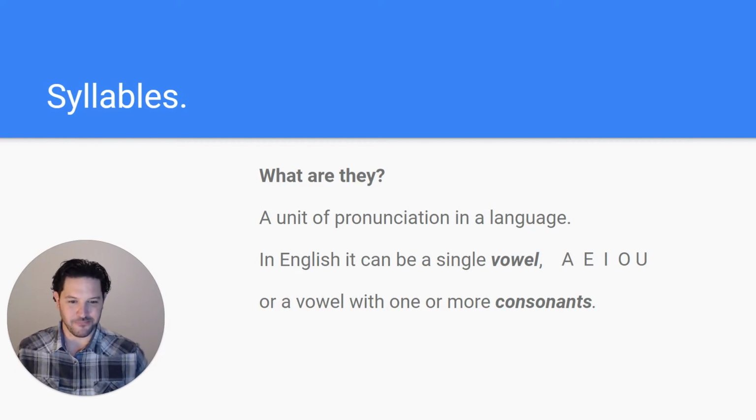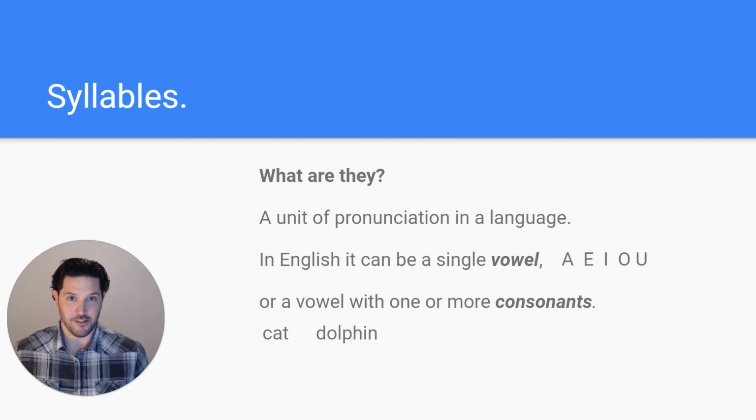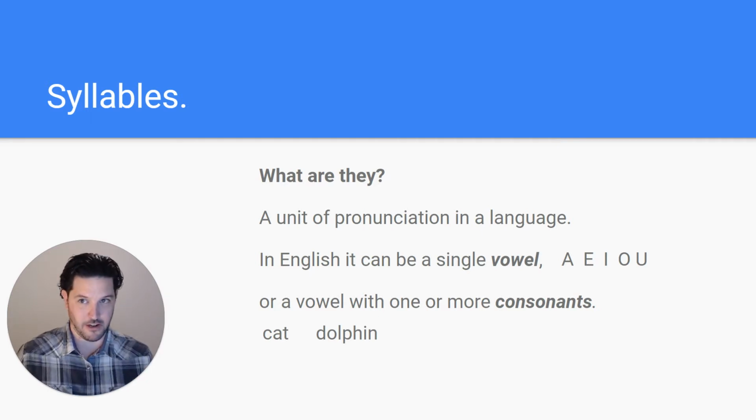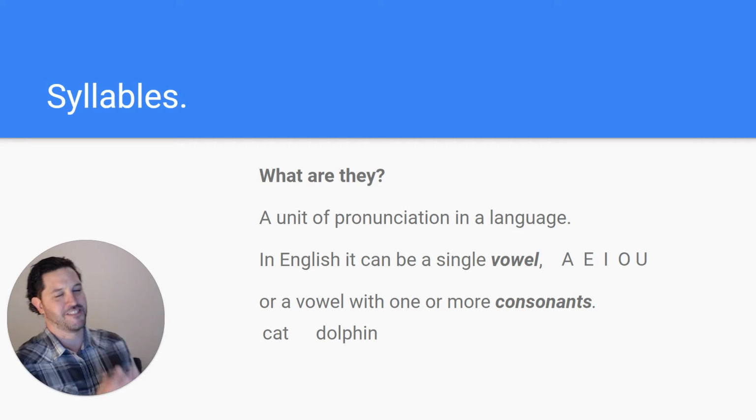So for example, cat. C and T are consonants. A is the vowel. This word has just one syllable only. Here's one, dolphin. Dolphin has two syllables. When I was in elementary school, they taught us to clap, dolphin. If that helps you, please go for it. Maybe if you're in public, just try to do it in your head, dolphin, dolphin. Don't be like, oh, okay, something like that.